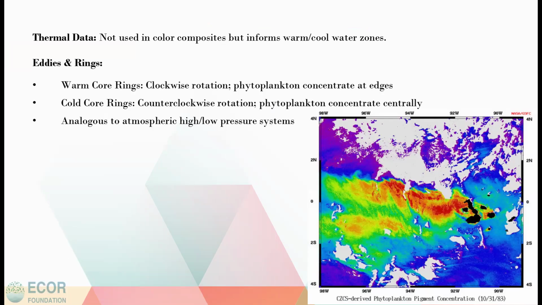Warm core rings have a clockwise rotation where the chlorophyll concentration concentrates on the edge of the rotation rings. Cold core rings have a counterclockwise rotation where we can see phytoplankton is concentrated at the center of that rotational path. Analogous to atmospheric high and low pressure systems, these can also be studied by eddy rings.